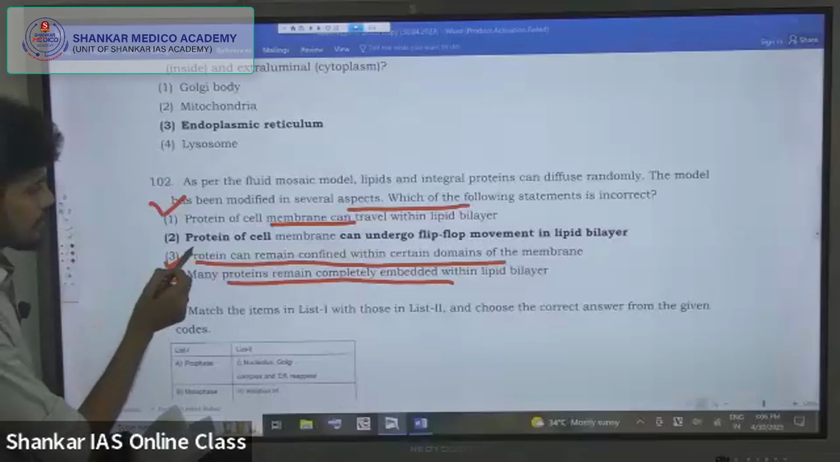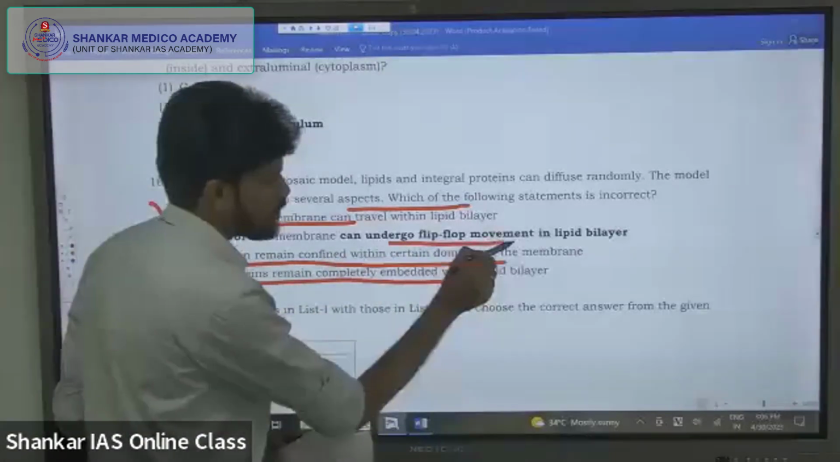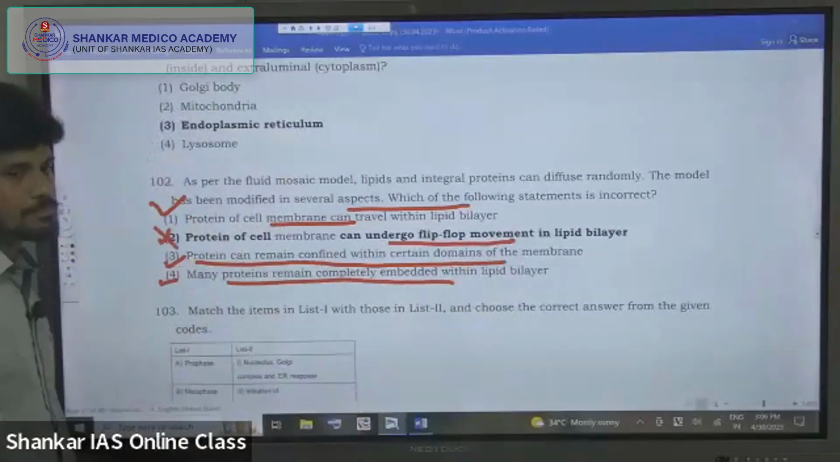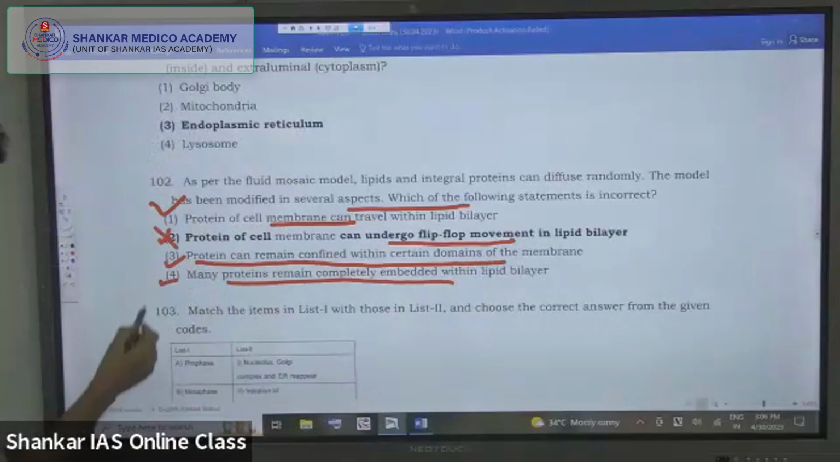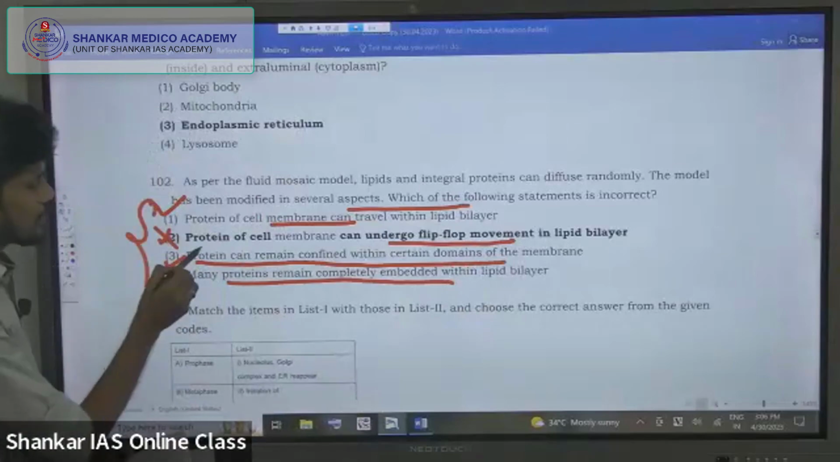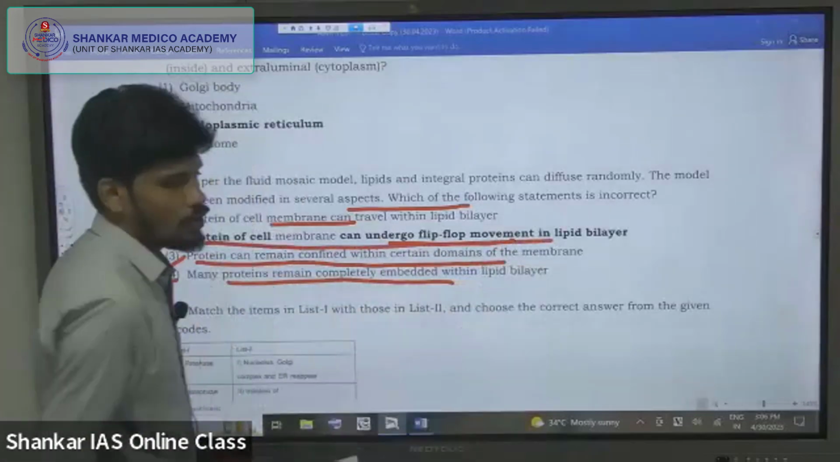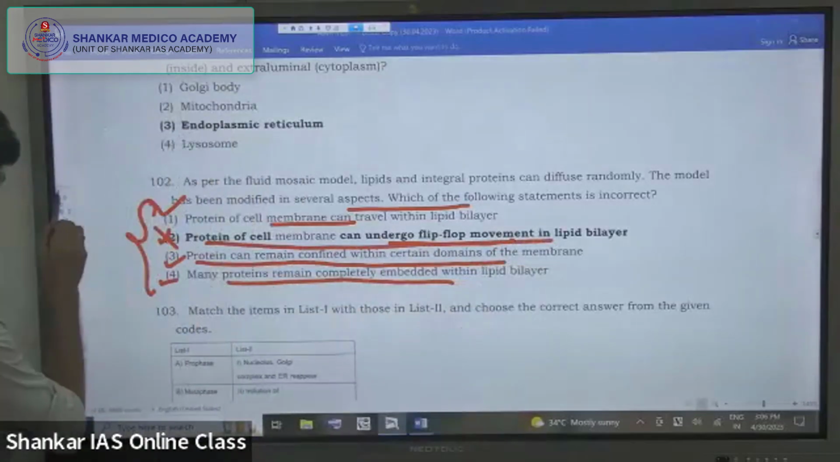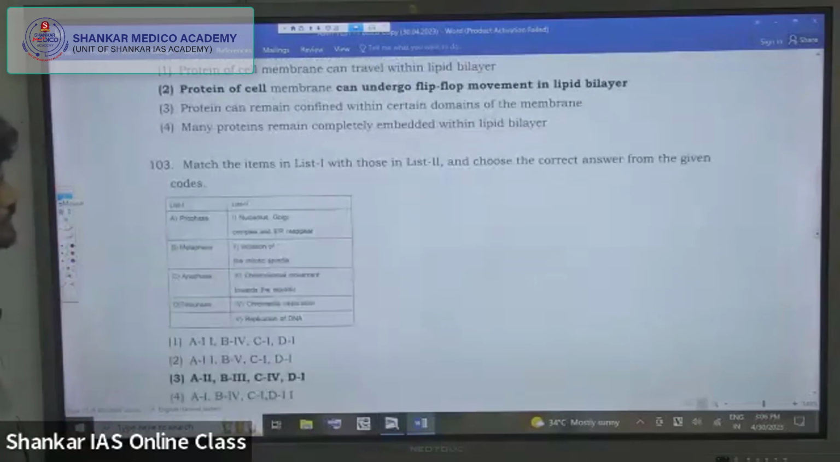The proteins of the cell membrane can undergo flip-flop movement. The proteins of the cell membrane can move by lateral movement only, not flip-flop movement. So among these four statements, the second statement will be the wrong statement. Okay. Then match the items of list 1 and list 2.